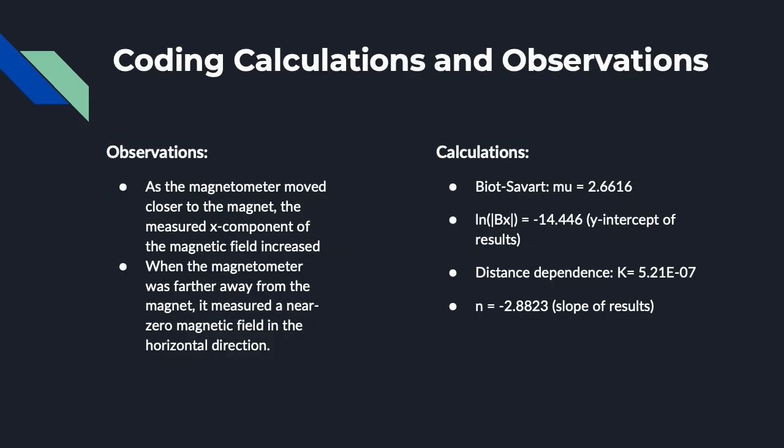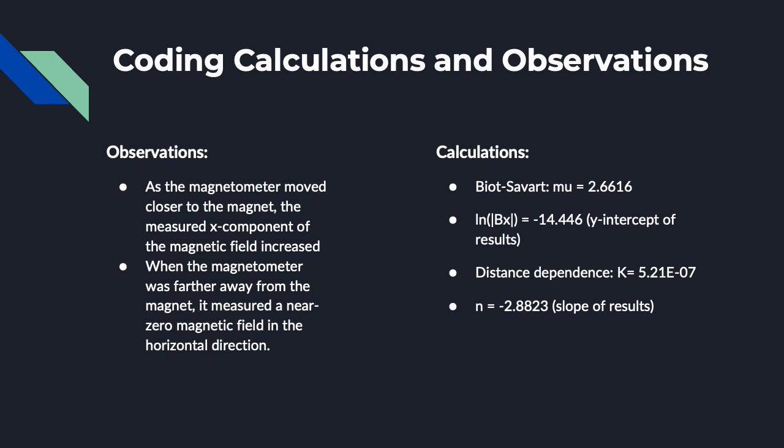Coding, calculations and observations. As the magnetometer moved closer to the magnet, the measured X component of the magnetic field increased. When the magnetometer was farther away from the magnet, it measured a near zero magnetic field in the horizontal direction. For my calculations using the Biot-Savart law, I found that the magnetic moment was approximately 2.66.